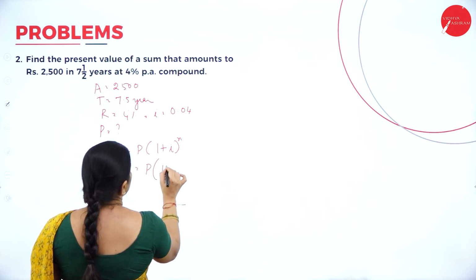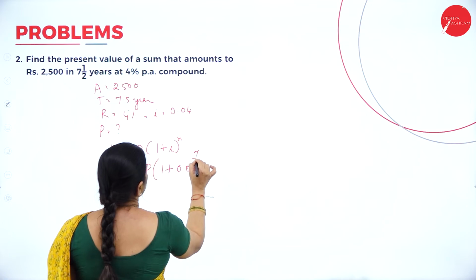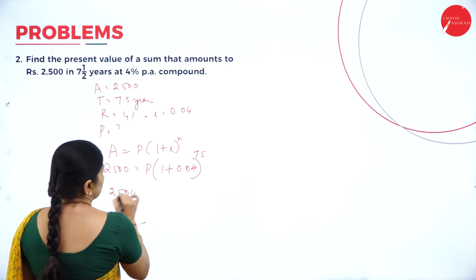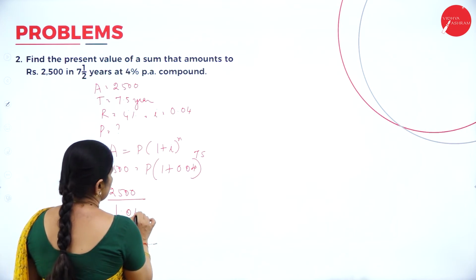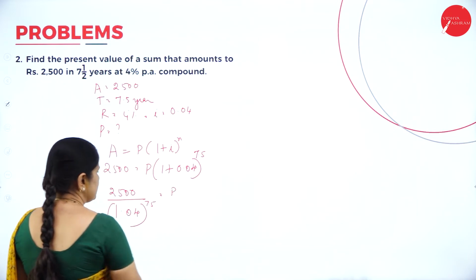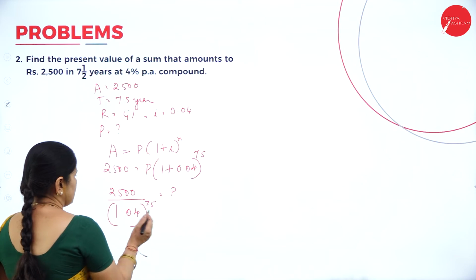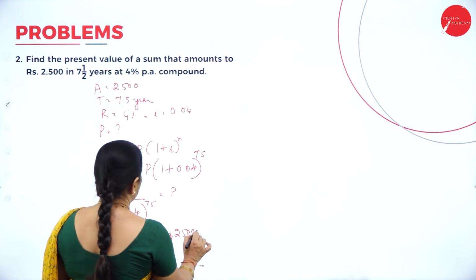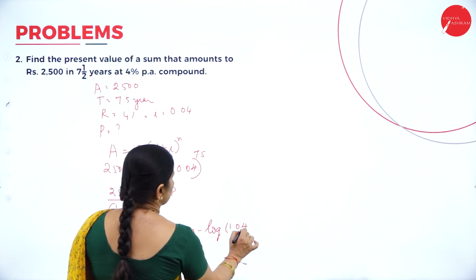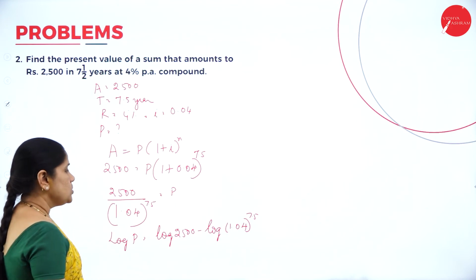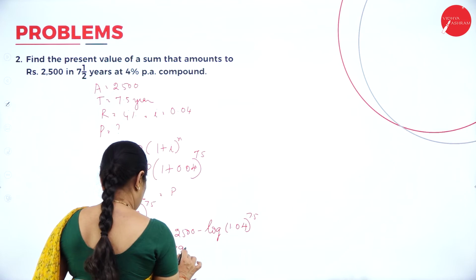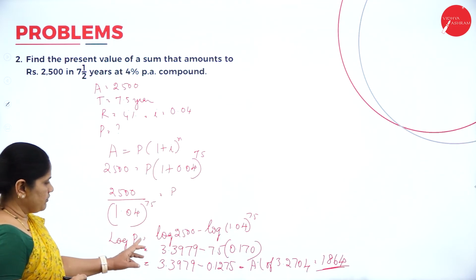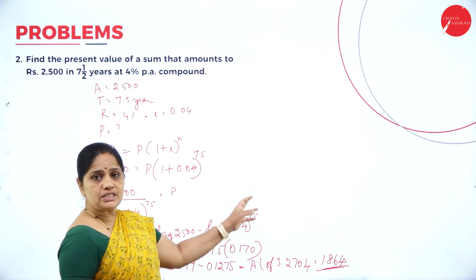So 2500 equals P into (1 plus 0.04) to the power of 7.5. So when I substitute, 2500 divided by 1.04 to the power of 7.5 equals P. Now taking log on both sides. So when I take log, log of P equals log of 2500 minus log of 1.04 to the power of 7.5.